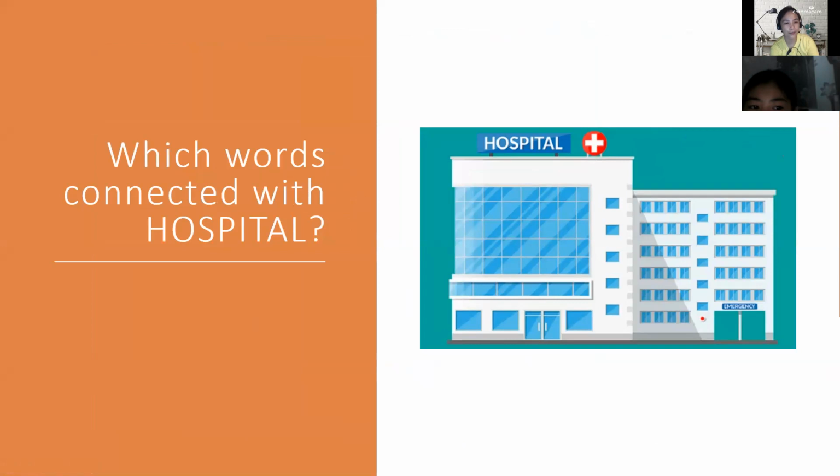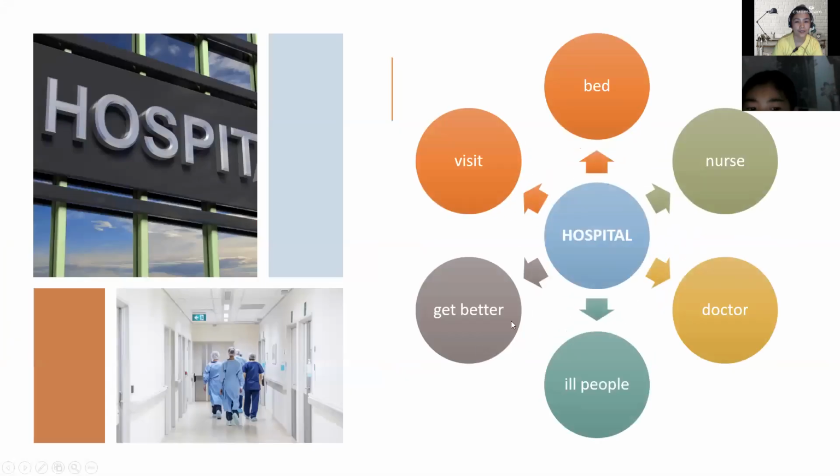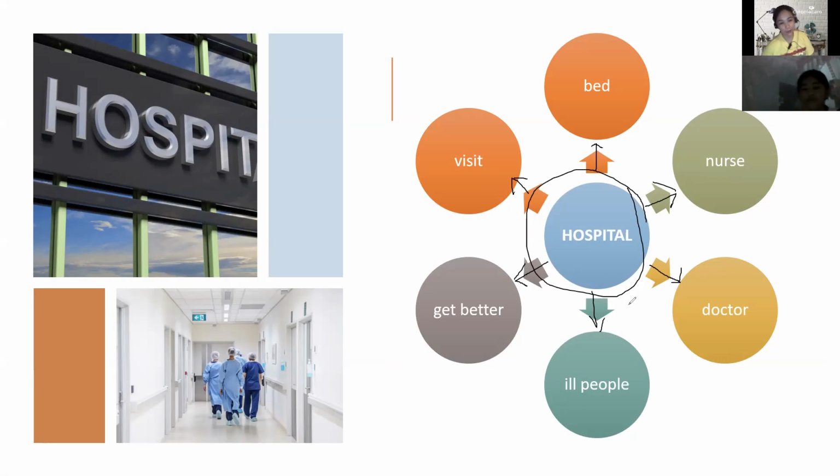Which words are connected with hospital? Let's find out, baby. Okay, let's try to read one by one. Bed, hospital. Nurse, hospital. Doctor, hospital. Ill people, hospital. Get better, hospital. Visit, hospital. So all of them are connected with hospital. Of course, doctor, nurse, ill people, get better, visit and bed.